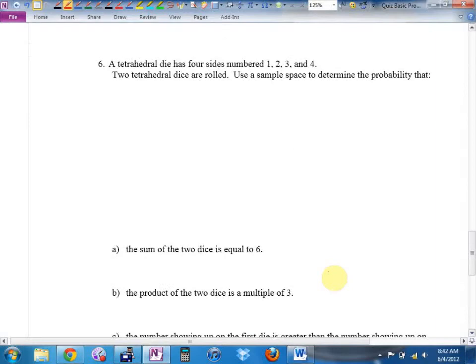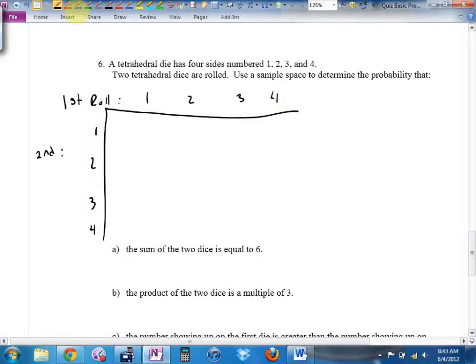A tetrahedral die has 4 sides. 2 dice are rolled. Use a sample space. For dice, I don't do a tree. Even this 4-sided dice, it's going to be 4 branches, and then each of those is going to have 4 branches, 4 branches, 4 branches. I'm going to do a chart, because it takes all of 30 seconds.